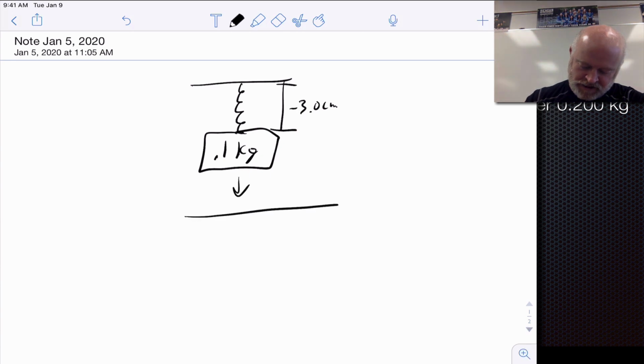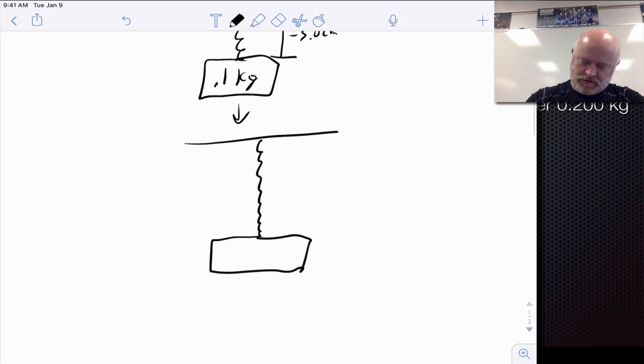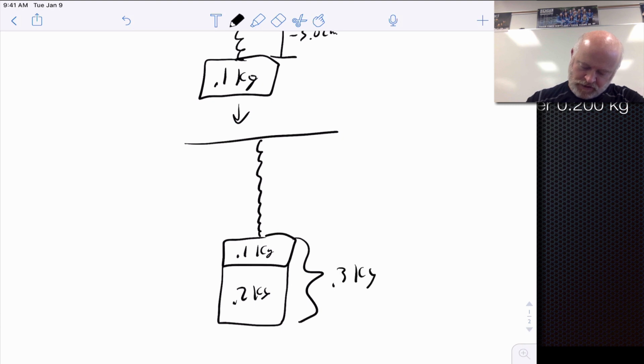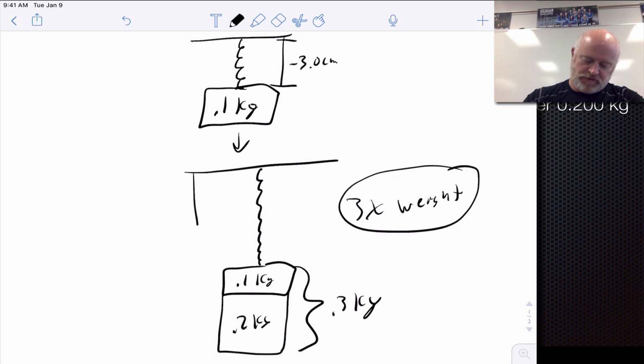Then we take that spring and we hang a heavier mass to it. So we go from 0.1 and we add 0.2 kilograms. So now the spring hangs down and we have our 0.1 that was originally on it. And then we've added another 0.2 kilograms for a total of 0.3 kilograms, okay? Or basically, we now have 3 times the weight on our spring, okay?